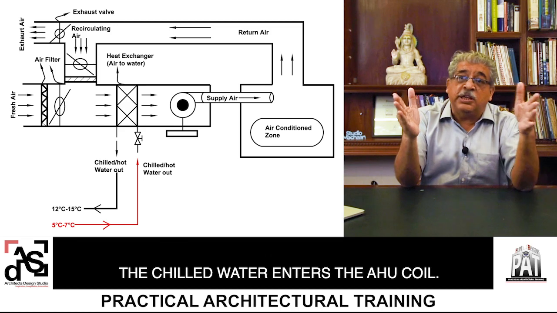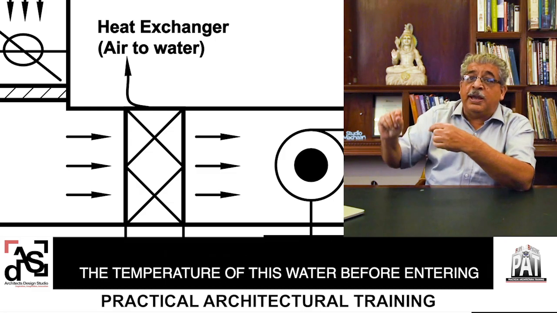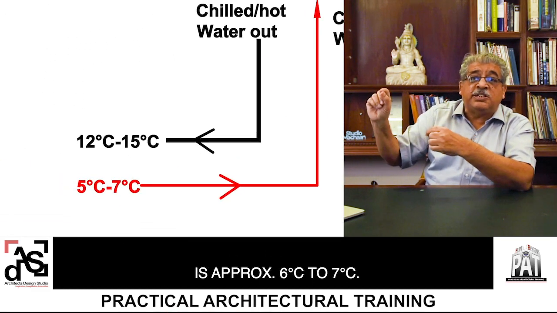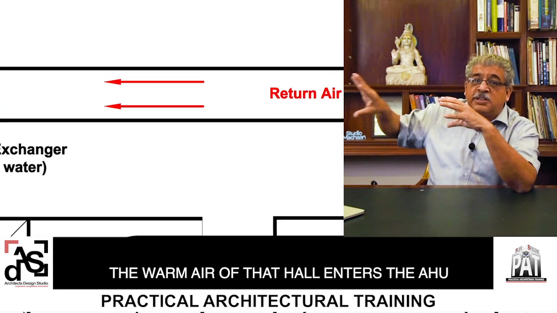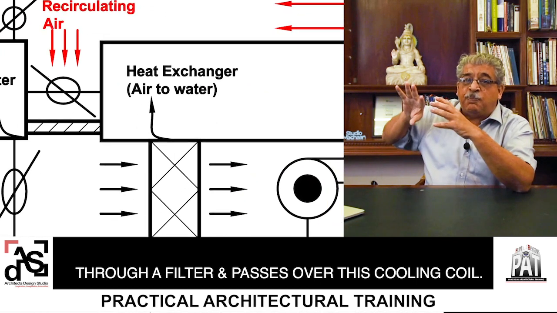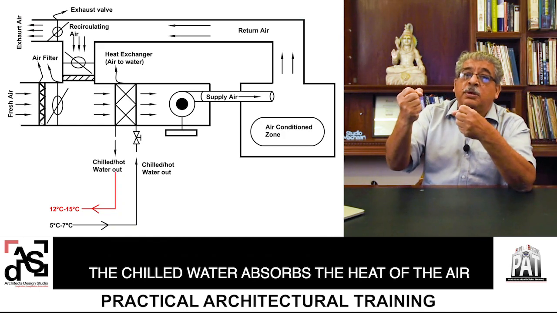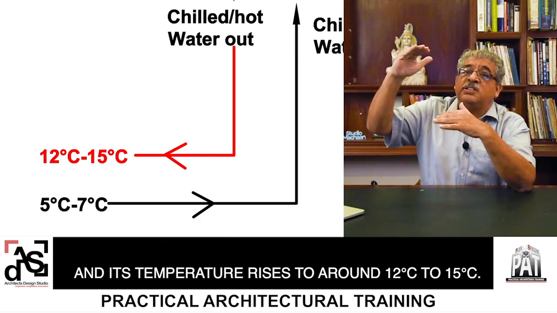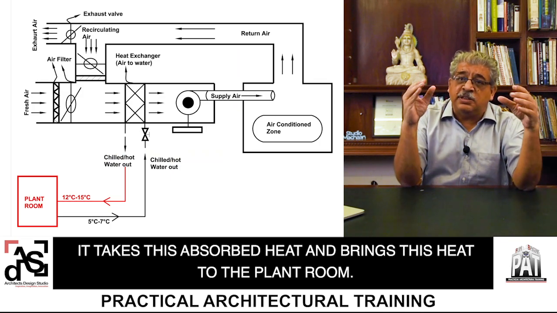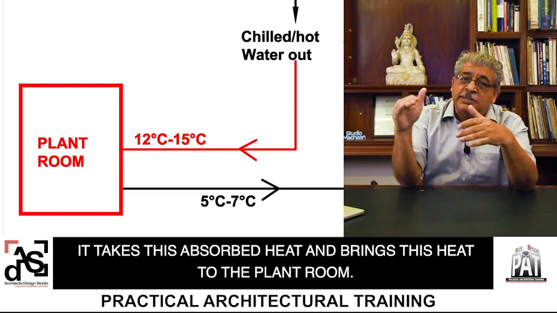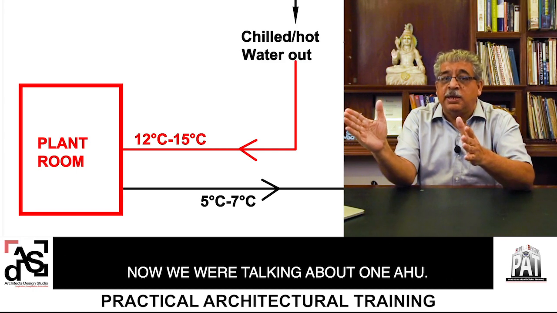The chilled water enters the AHU coil, you can see there. The temperature of this water before it enters the coil is approximately 6 degrees to 7 degrees. The warm air of the hall enters the AHU through a filter and passes over this cooling coil. The chilled water absorbs the heat of the air and its temperature rises to around 12 to 15 degrees centigrade. It takes this absorbed heat and brings this heat to the plant room. This finishes the chilled water cycle.